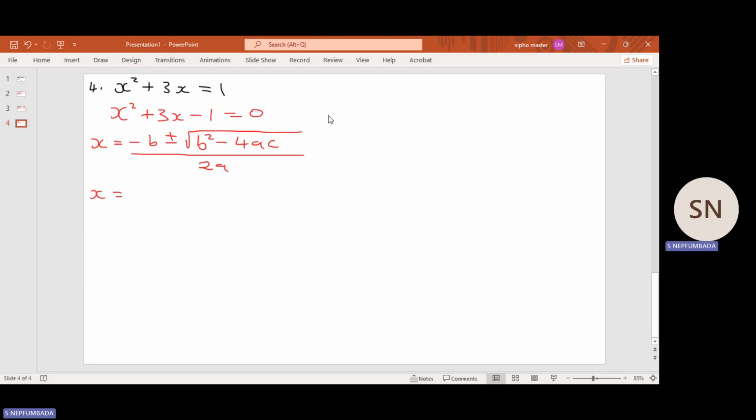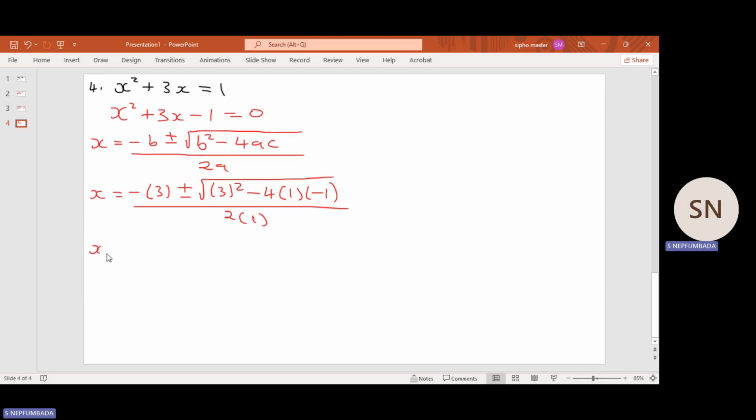x equals, here our a is 1, our b is 3, our c is -1. Then minus b, our b is 3. Then we put plus or minus the square root of b squared, which is 3 to the power 2, minus 4 times a, which is 1, times c, which is -1. Then divided by 2 times a, which is 1.